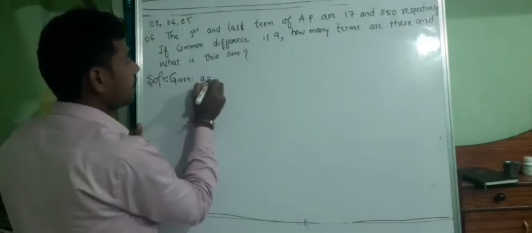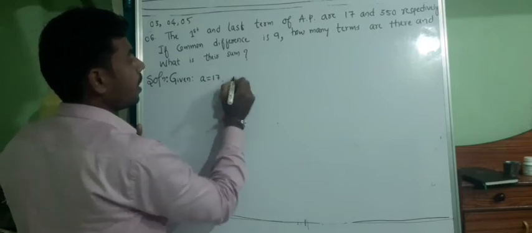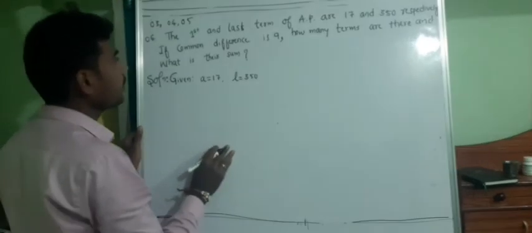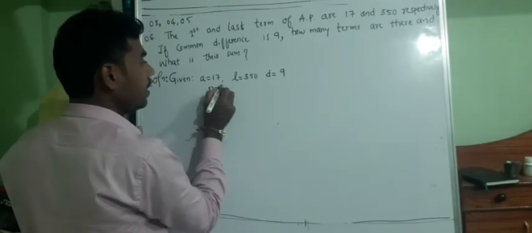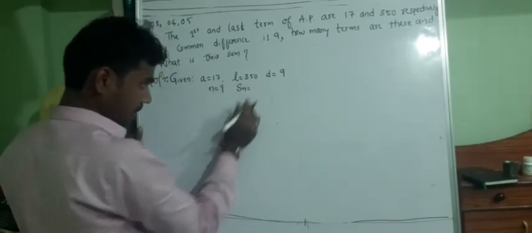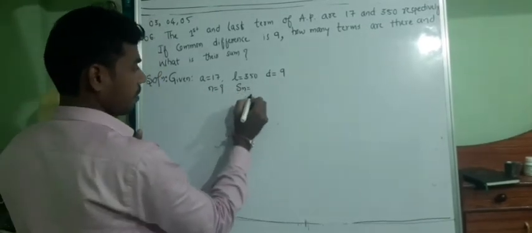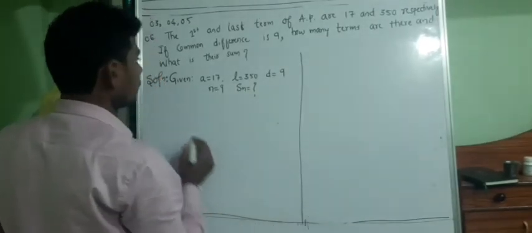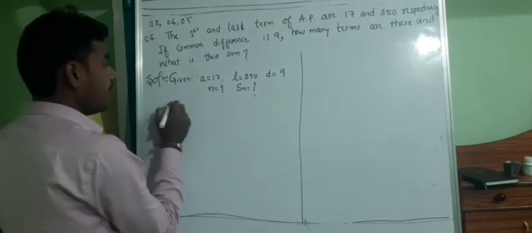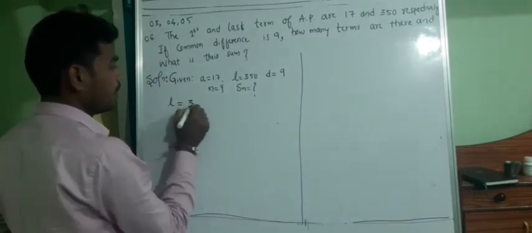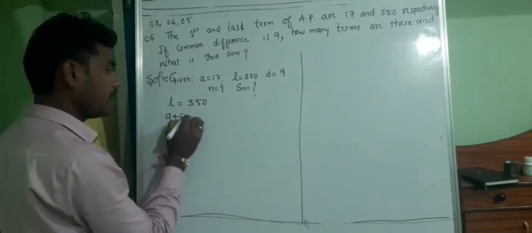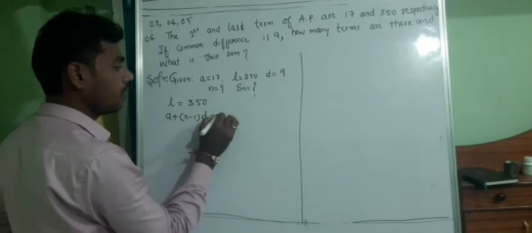A is 17, that is the first term, and the last term is 350, and they have also given the common difference, that is D is 9. We need to find N as well as Sn. So L is equal to 350. What is L? A plus N minus 1 into D is equal to 350.